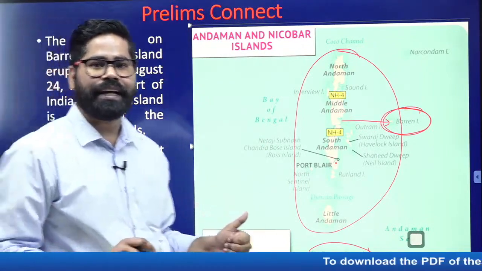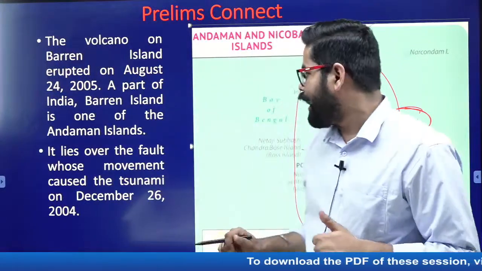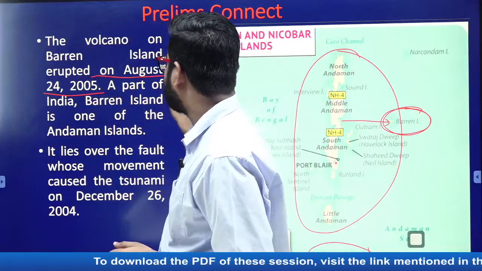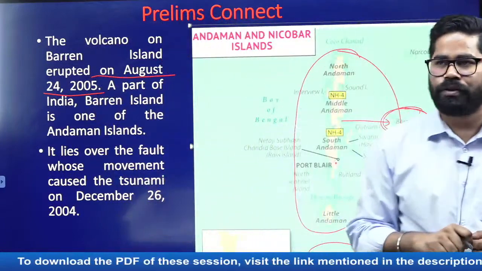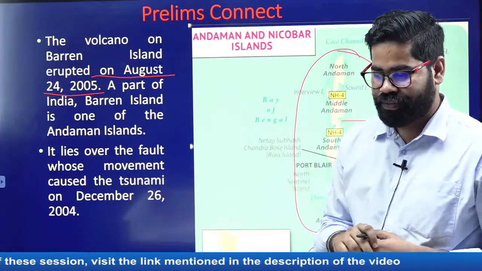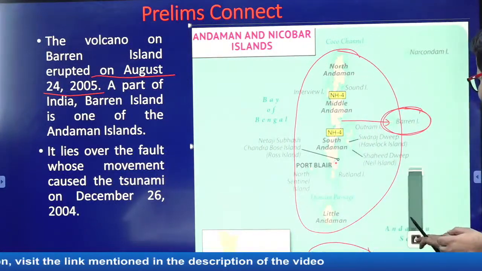Third was also incorrect because there has been an eruption in 2005 also. It erupted on August 24, 2005, and due to which the third statement is also incorrect. Now, let us see another question.